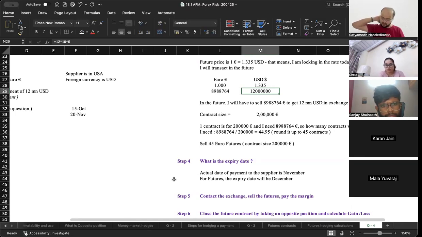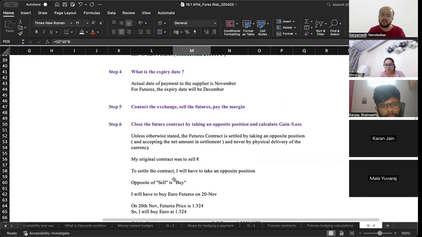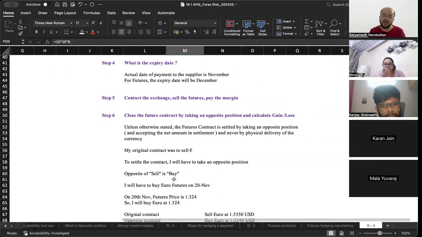Then once you have decided whether you have to buy or sell, and how many units, just contact the exchange, sell the futures and pay the margin. And then close the future contract by taking an opposite position to calculate gain or loss. Now, future contracts are rarely settled by actual delivery. They are mostly settled by taking an opposite position and either receiving or paying the net amount. The original contract is to sell euro. So, to settle the contract, I will have to take an opposite position, which will be to buy the euro. I will have to buy euro futures on 20th of November.